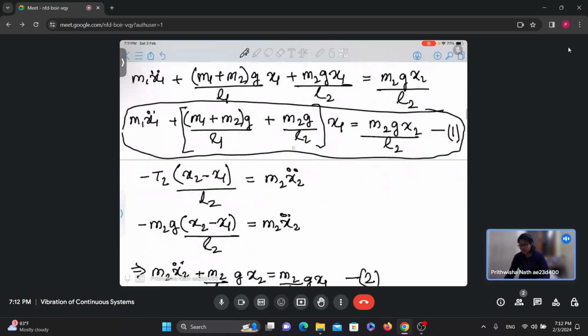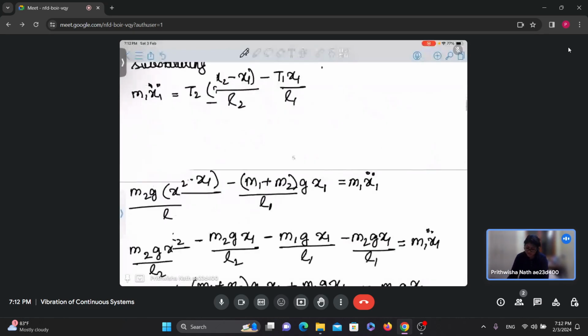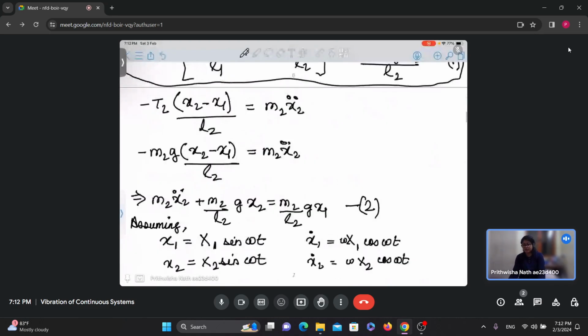Similarly, for the second equation, we substitute the values of T2 and then T2 sine theta 2. Sine theta 2 was (x2 minus x1) divided by L2 equals m2 x2 double dot, and T2 was m2 into g. So the second equation is like this.